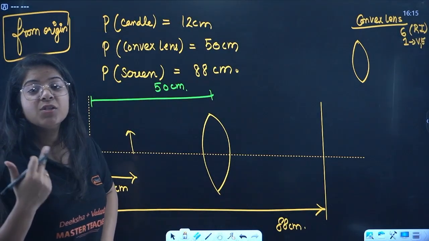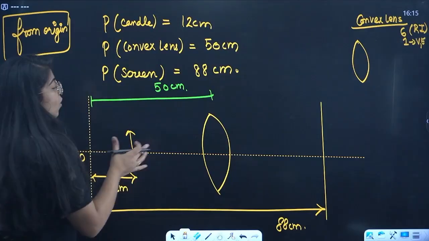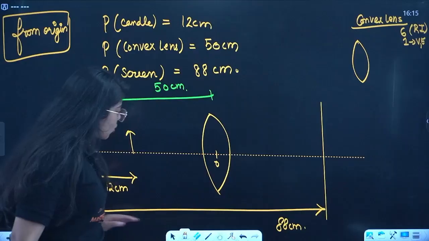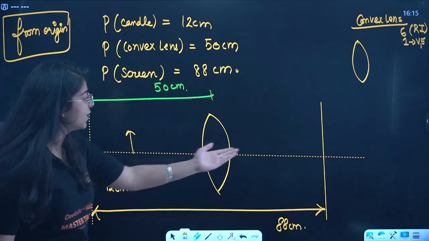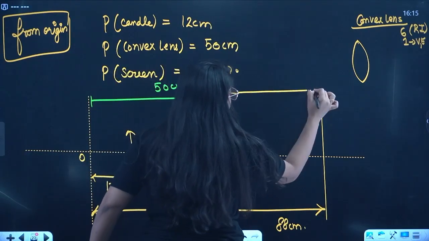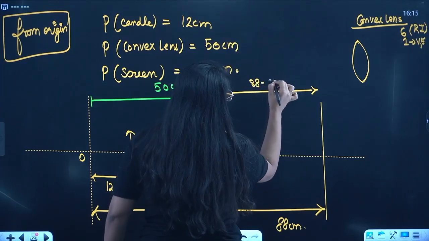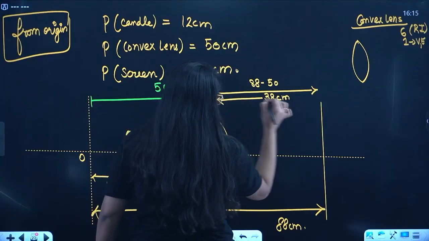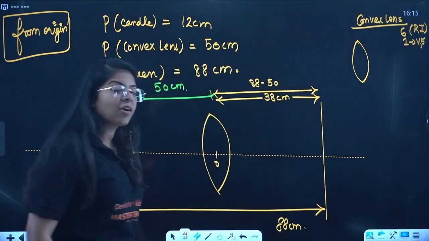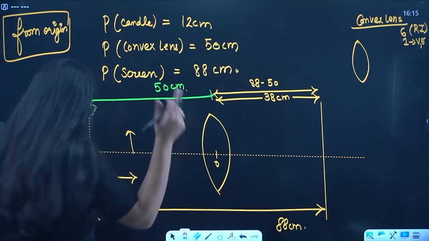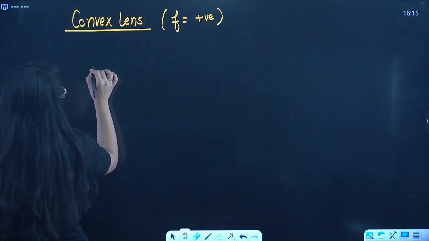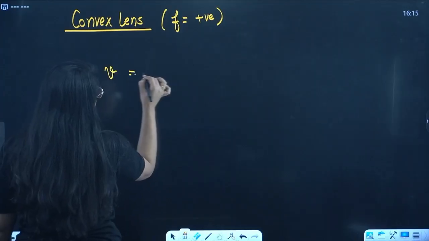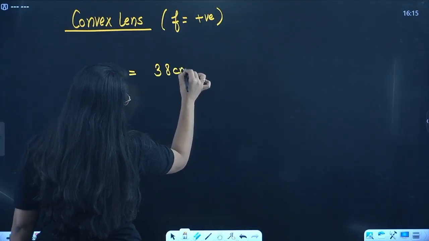Now let's see what is U and what is V. This screen is placed at some distance from the lens. The whole distance is 88, the lens is at 50. Then what will be left? 88 minus 50 will be 38 centimeter. This is the distance from lens to the screen. From lens to the screen is your V. From the lens to the screen where the image is formed, that is your image distance, which is 38 centimeters.